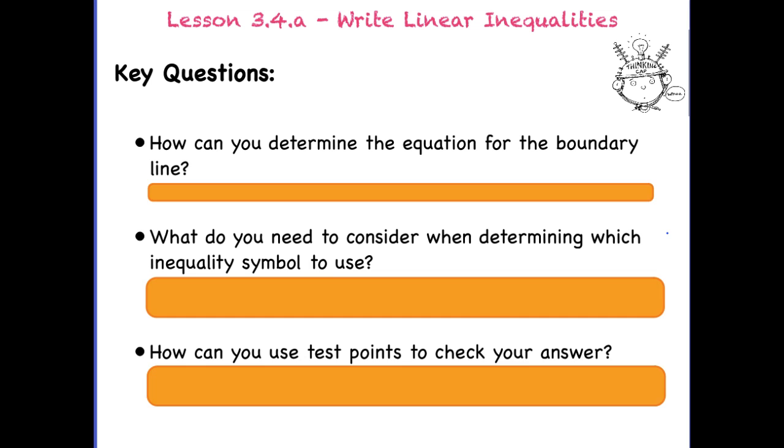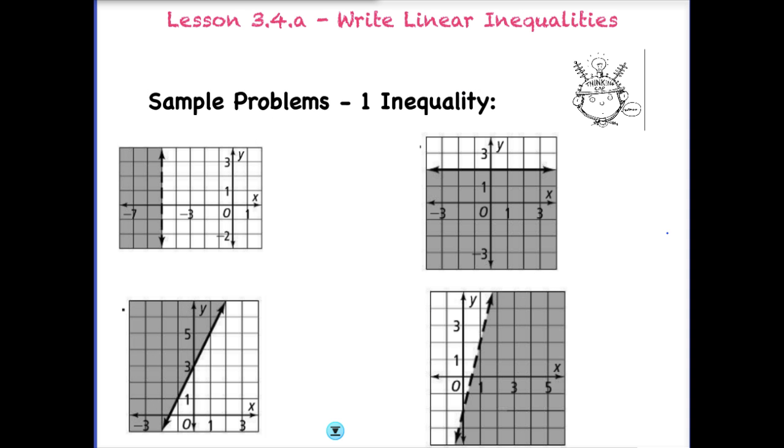Let's try some examples. Let's go ahead and start with just one inequality. We have four graphs here, and we want to determine the equation of this inequality. If we think about our questions, first we need to determine the equation of the boundary line. In this first one, this dashed line is the boundary line. If we look at our graph, it's a vertical line. It goes right through the x-axis. So if we count 1, 2, 3, 4, 5, this line goes through where x is equal to -5. So I'm going to go ahead and write my equation as x is equal to -5.